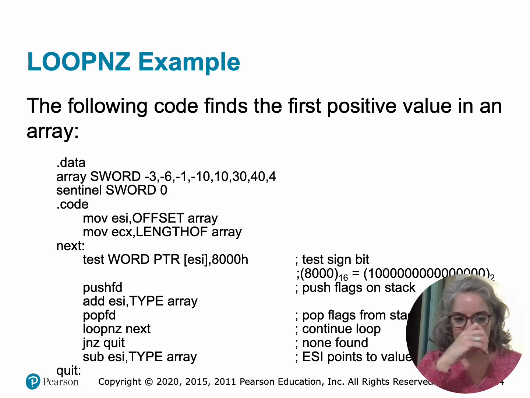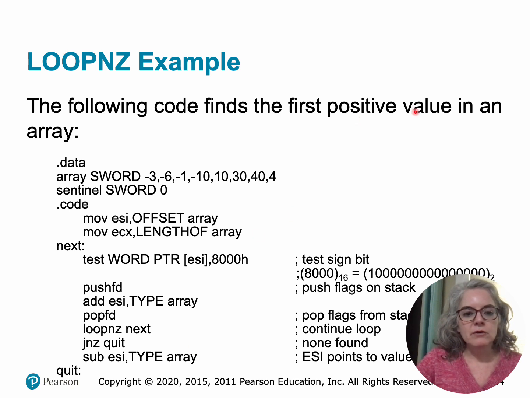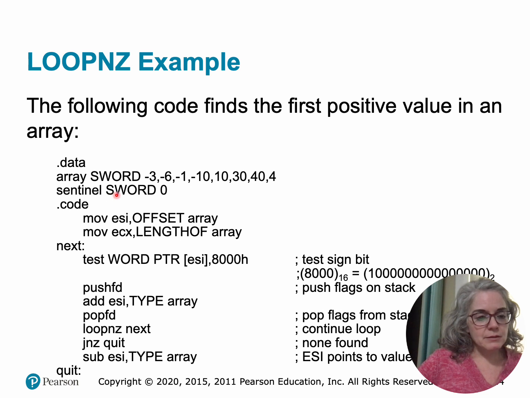Okay, so the LOOPNZ example. The following code finds the first positive value in an array. So here's our array. It has negative numbers and positive numbers, and we're trying to find the very first positive number. We have a variable called sentinel, and we'll talk about what we use this variable for at the end. But basically, if we don't find a positive number, then we're going to point to 0, which means we didn't find a positive number.